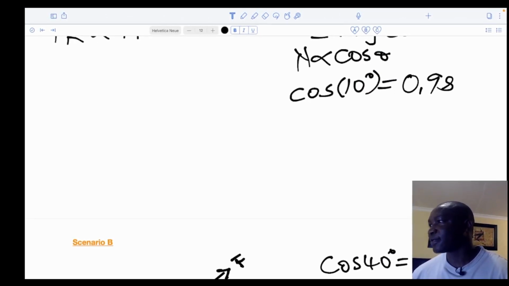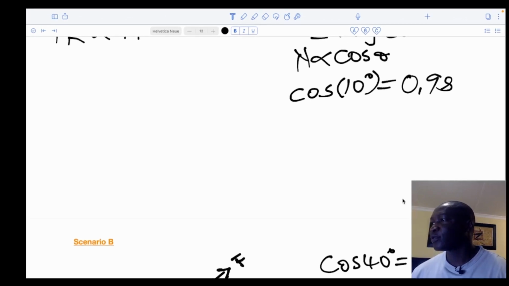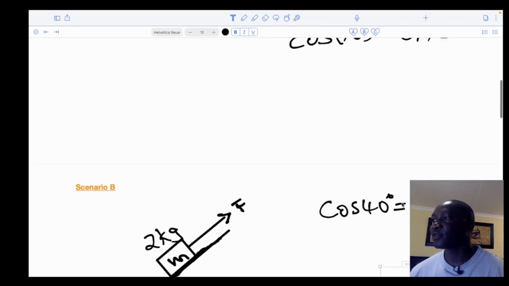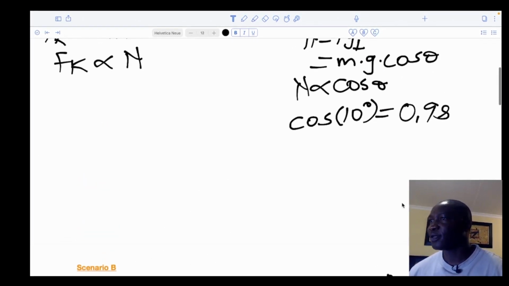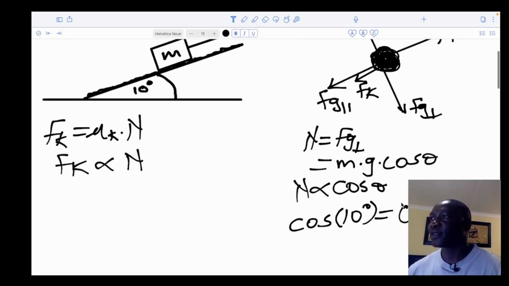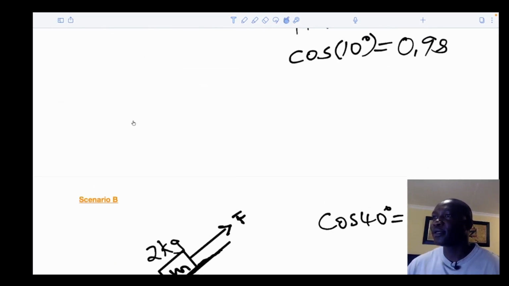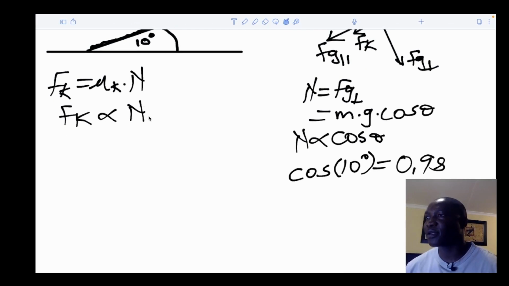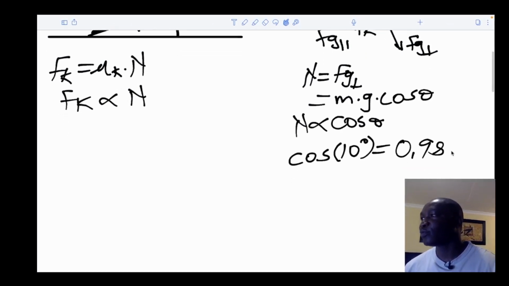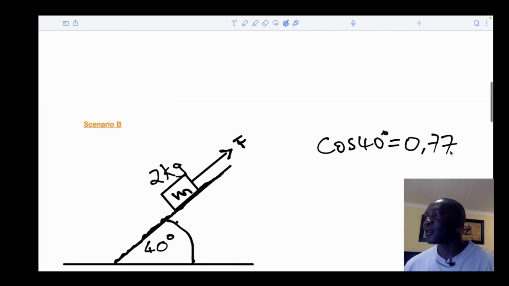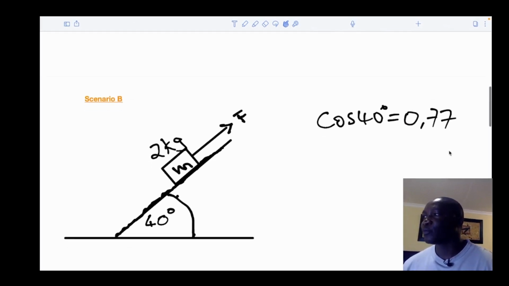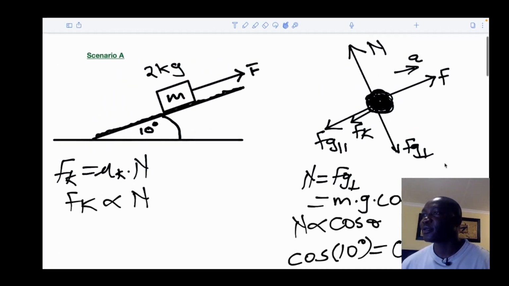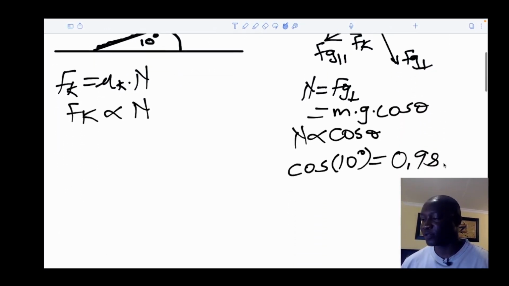So clearly, as the angle increases from 10 to 40, the outcome of the cos of theta has decreased. So this is going to decrease the normal force, because remember the normal force is directly proportional to the cos of theta. If normal force decreases, this is going to decrease the kinetic friction, because the kinetic friction is directly proportional to the normal force. So scenario B will have a much smaller kinetic friction force compared to scenario A.